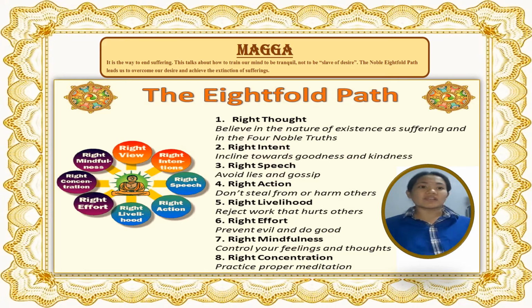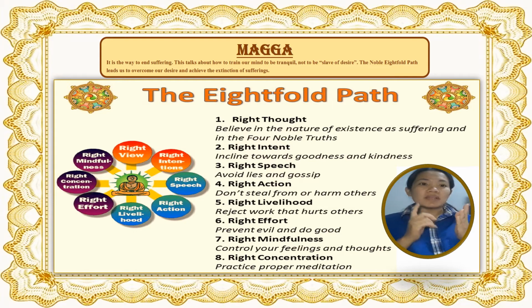So let's read. Number 1, right thought. Number 2, right intent. Number 3, right speech. Number 4, right action. Number 5, right livelihood. Number 6, right effort. Number 7, right mindfulness. And number 8, right concentration. Now, I am going to discuss to you one by one briefly so you will understand what the Noble Eightfold Path is. So number 1, right thought.